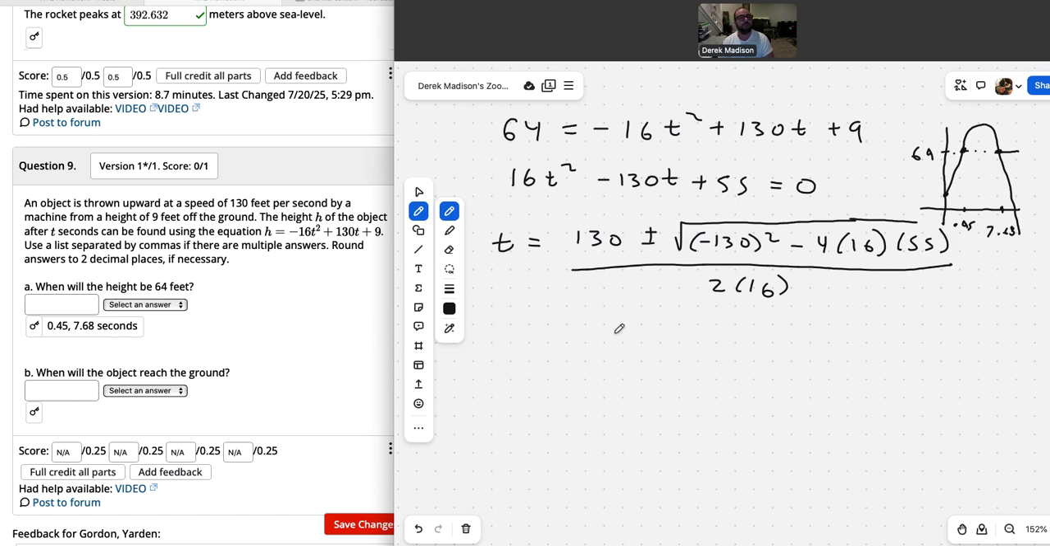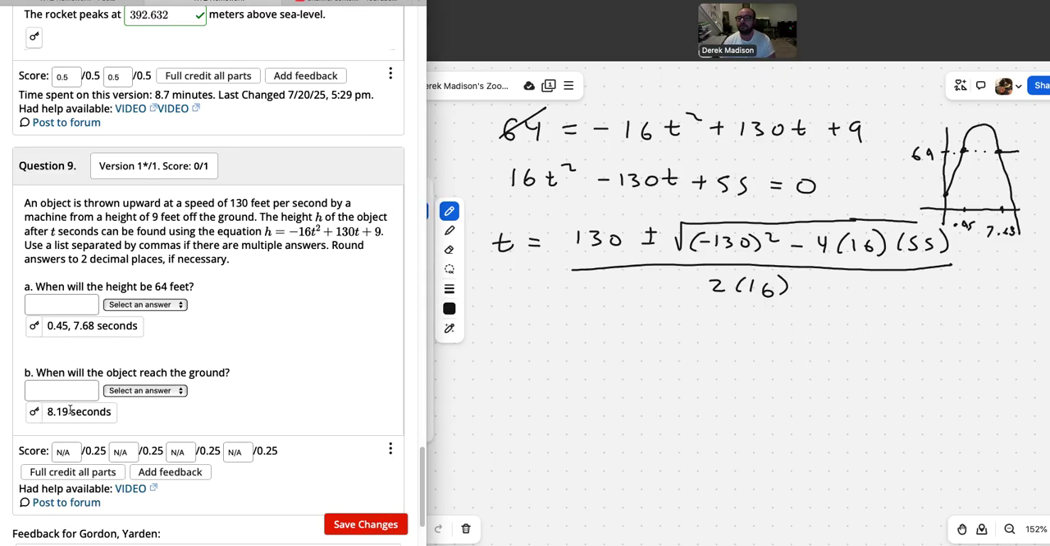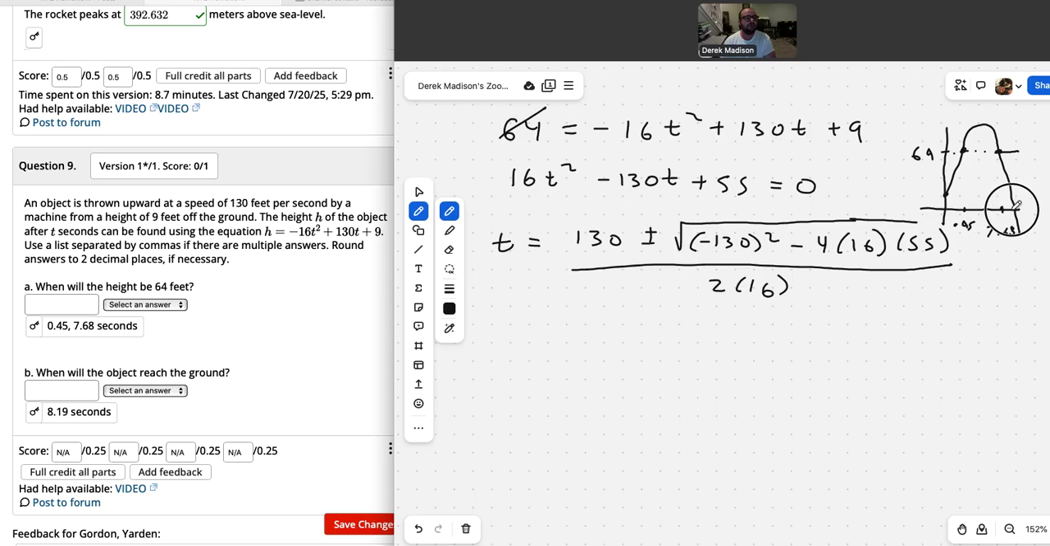When will the object reach the ground? That's basically the same thing, but now instead of 64, you're just setting this to 0 and doing that exact same process again. And you can see it started off at 9 feet, so it did not start off at the ground. So all we're doing is finding this x-intercept. There'll be a second x-intercept when you do that.